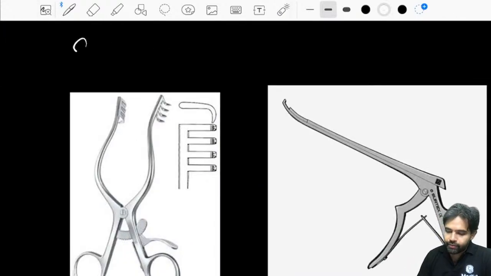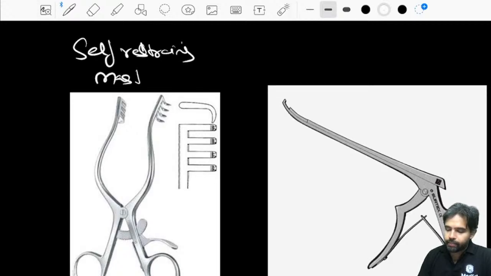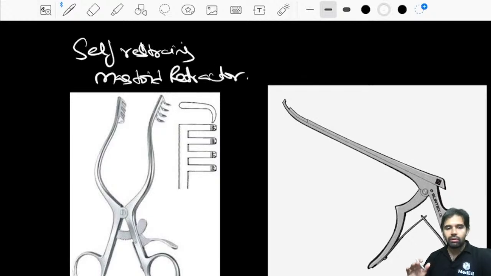This is a self-restraining mastoid retractor. Don't worry whether it is Jensen's or Mollison's or Ferguson. There is Agarwal's also available. People don't ask the name of it because it's very outdated. What you need to see over here is this part here.